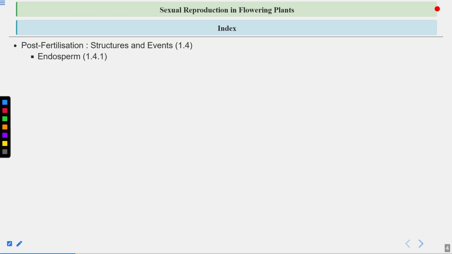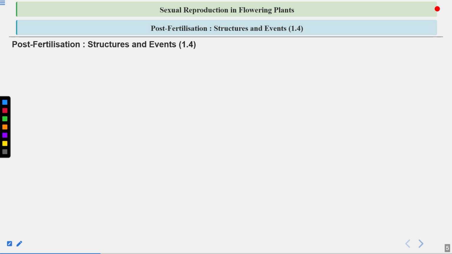Now, today's index: post fertilization structure and events. This whole topic, like embryo and endosperm development, comes under the post fertilization structure and events 1.4 section of your NCERT. And in that, the subsections are the endosperm 1.4.1 and embryo 1.4.2. At the end, we will summarize today's lecture. So let us start today's lecture with post-fertilization structure and events.